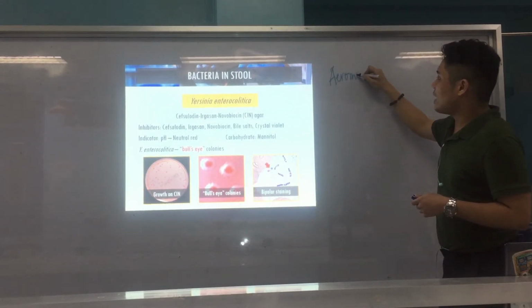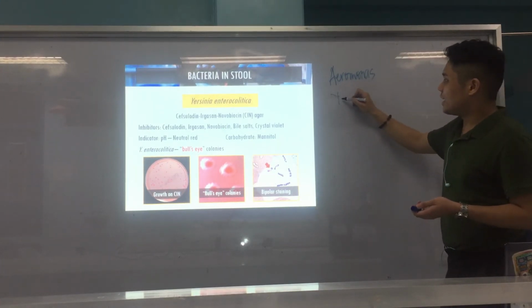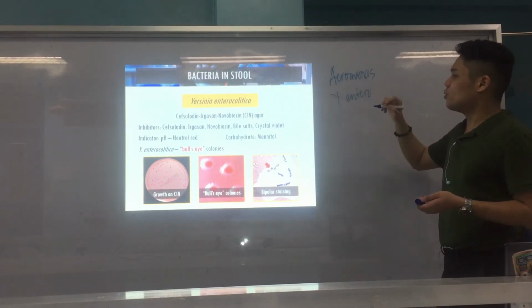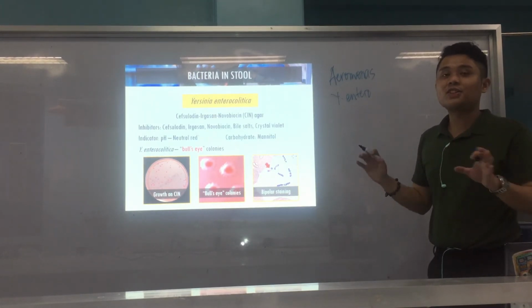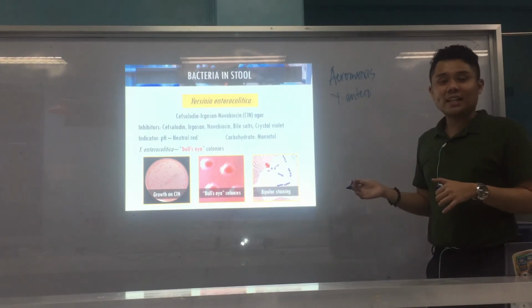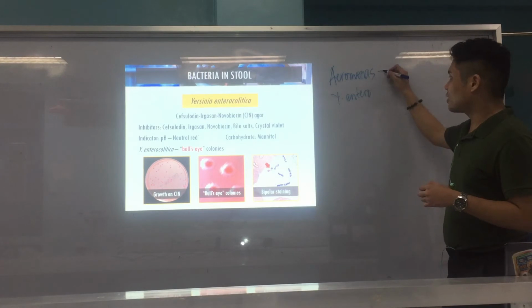Again, I already mentioned that Aeromonas shows bullseye colonies on CIN, and so does Yersinia enterocolitica. So what test do you use if you want to differentiate Aeromonas and Yersinia enterocolitica, knowing that they have the same appearance on CIN? What test? Oxidase.